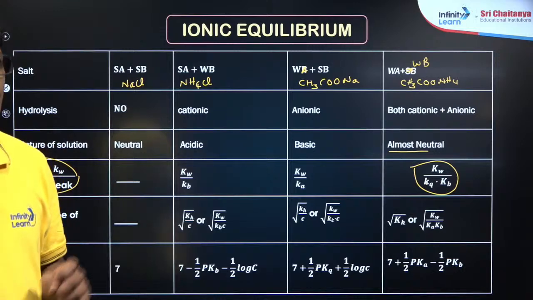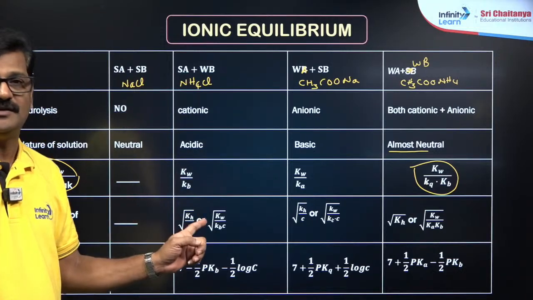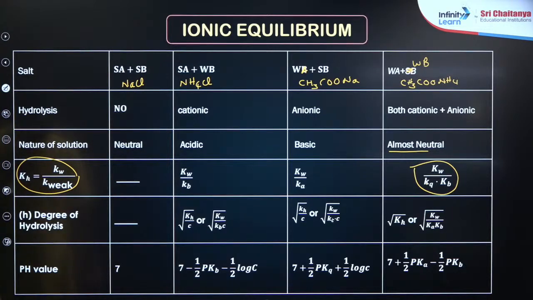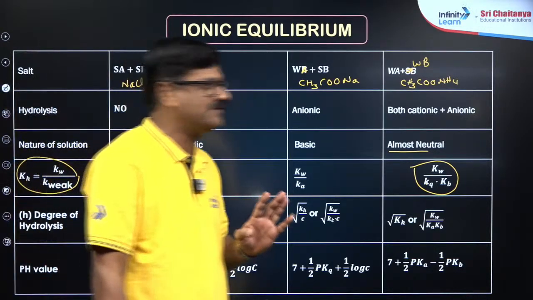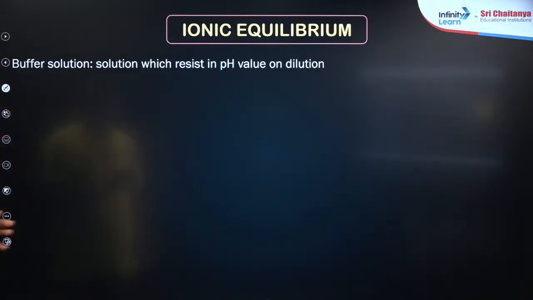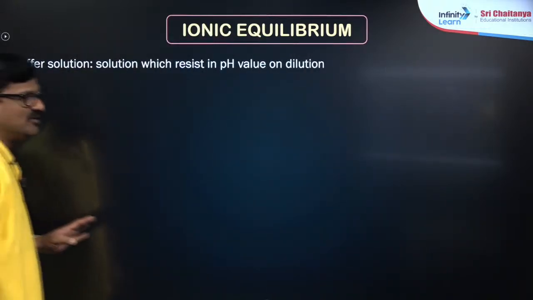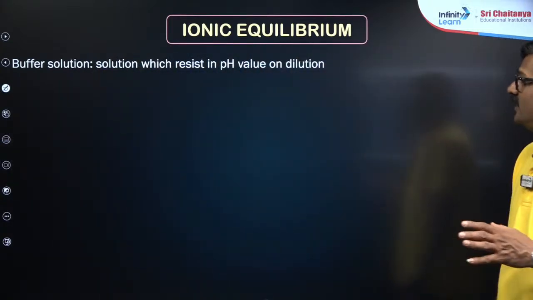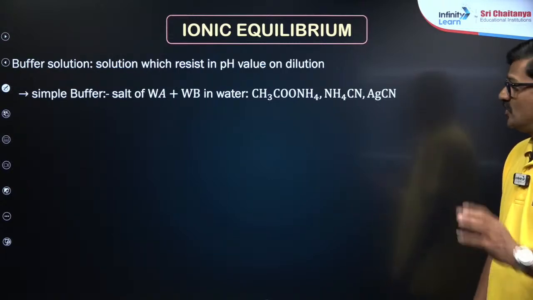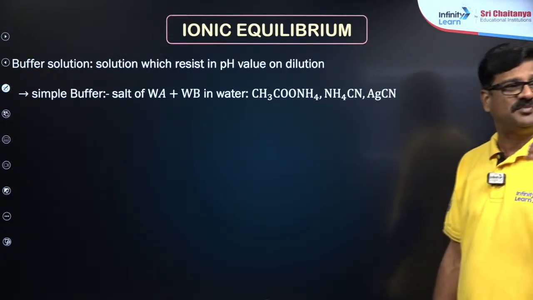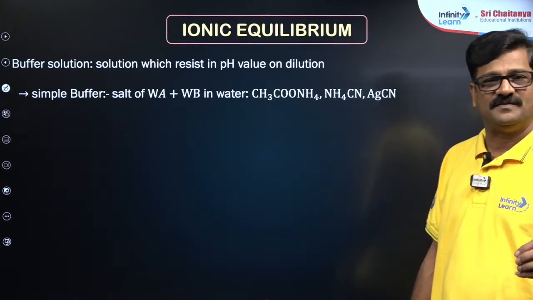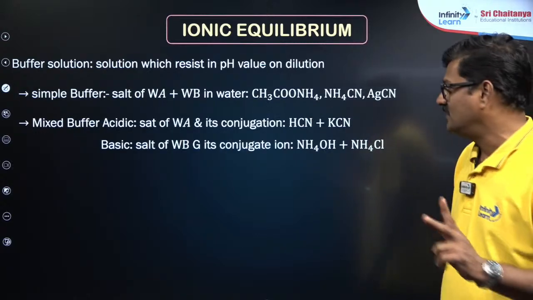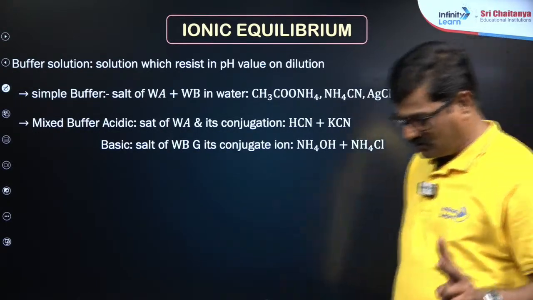Quick revision for one topic and we'll get into the numericals first. Before going for that, two more things are left: solubility product as well as buffer solution. A buffer solution resists change in pH on dilution or any addition of acid or base. So you have a simple buffer. A simple buffer is an aqueous solution of a salt of weak acid and weak base. And you have a mixed buffer.